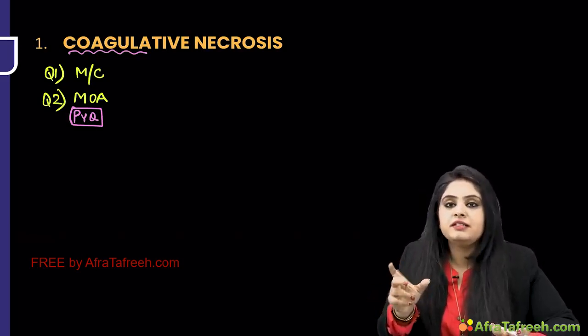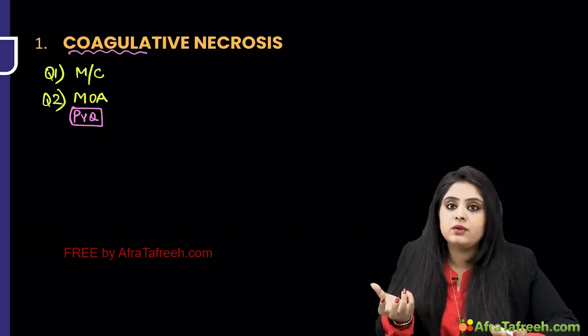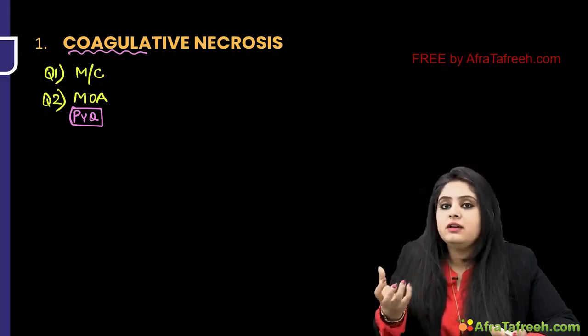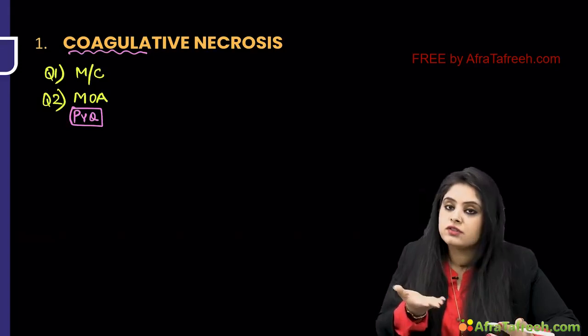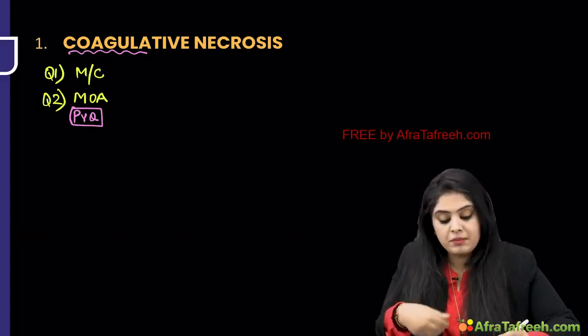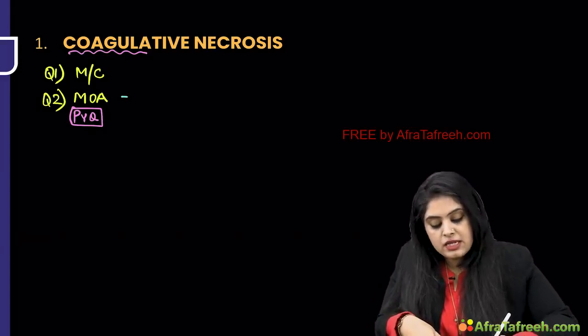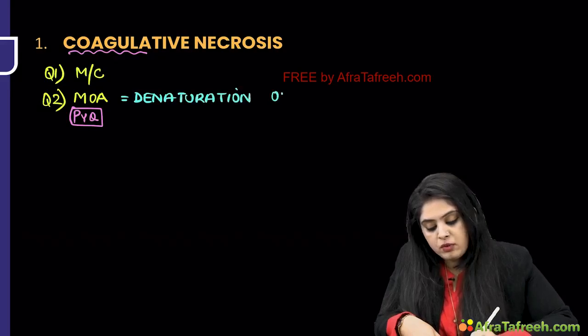So what happens? Egg is liquidy, but when you boil it, when you heat it, what is happening? Does it coagulate? Does it solidify? That is coagulation. So why is an egg coagulating? Why does the egg become solid when you boil it? What is happening to its proteins? Somewhere there is a denaturation. So here also, why is this coagulative necrosis? Why is this coagulation happening? The mechanism of action is denaturation of the proteins. There is denaturation of proteins that is going to take place.